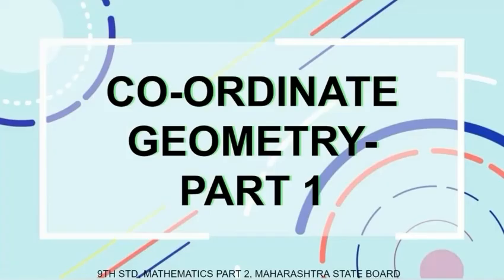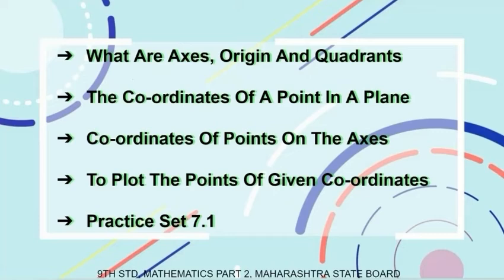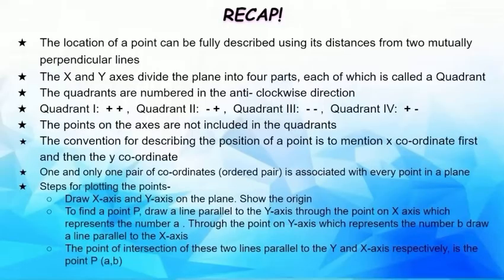So in the first session or part 1 of coordinate geometry, we discussed what are axis, origin and quadrants, the coordinates of a point in a plane, the coordinates of a point on the axis. We saw how to plot the points of given coordinates and we solved the practice set 7.1. So let us quickly revise what all we discussed in the first session.